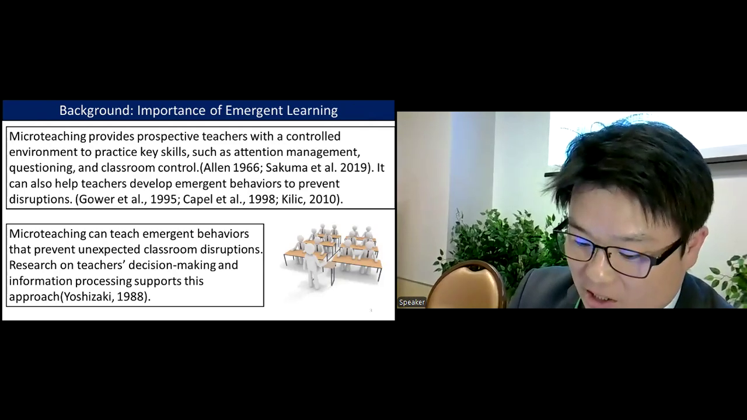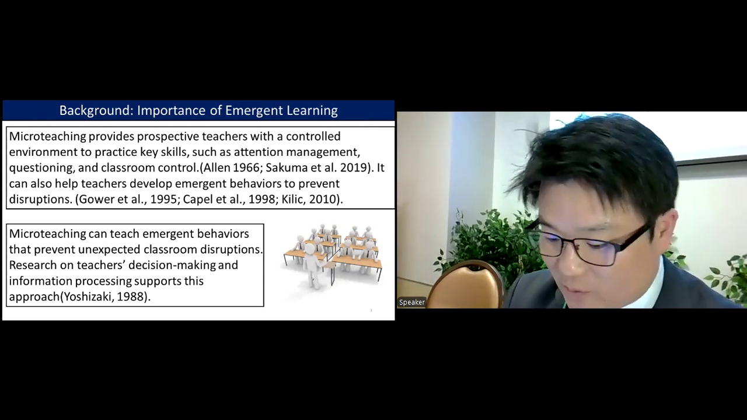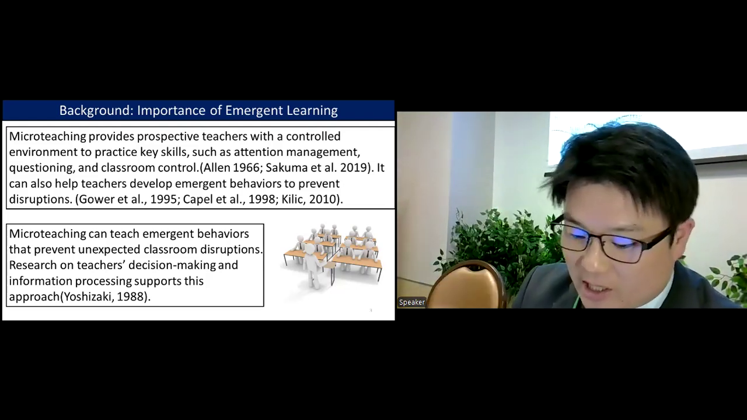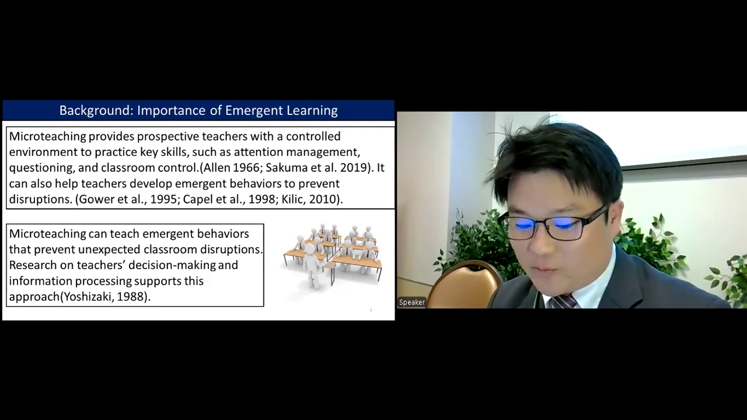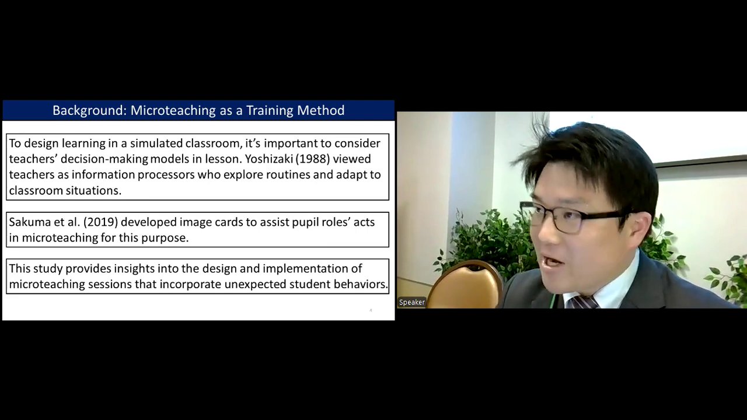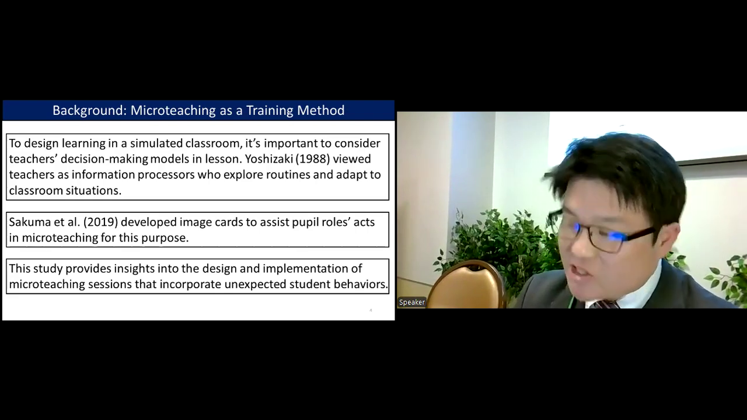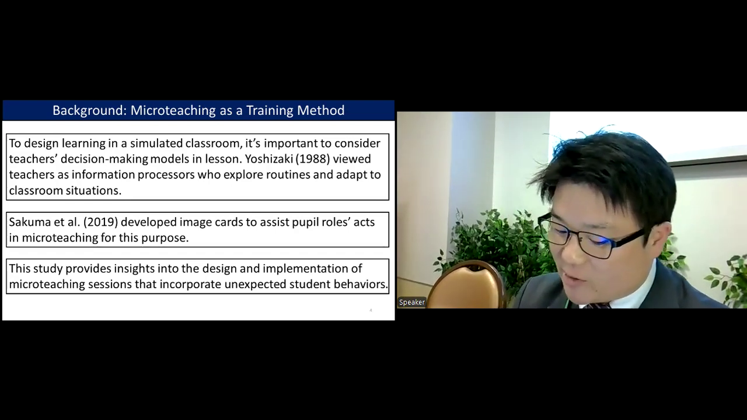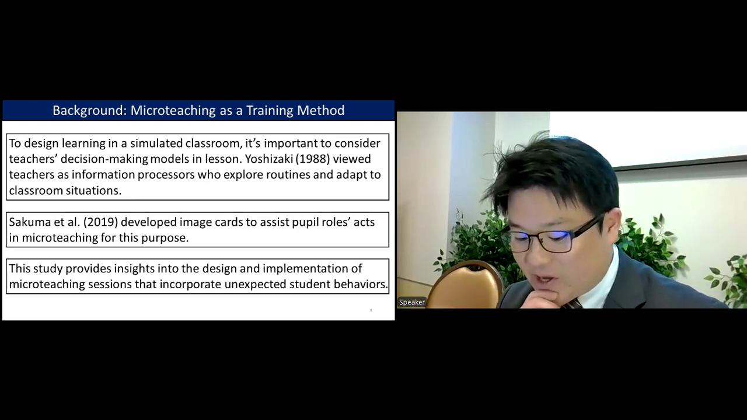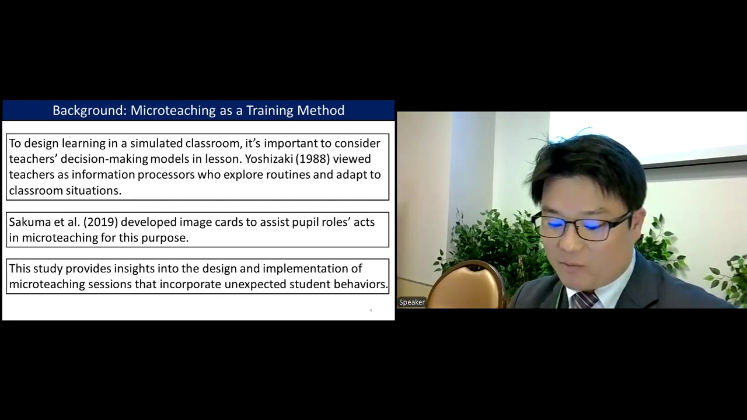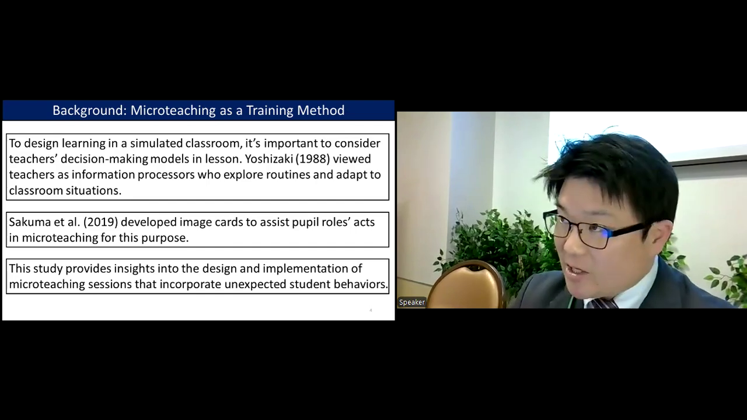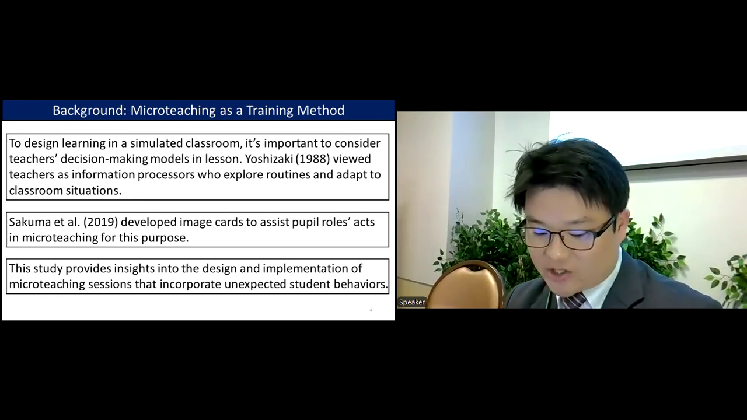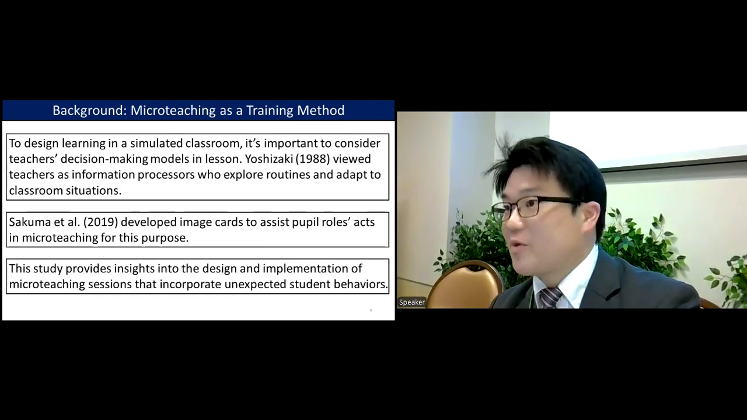Microteaching allows teacher candidates to practice classroom management skills in a controlled environment. Microteaching can teach emergent behaviors that prevent unexpected classroom disruptions. By simulating real classroom dynamics, teacher candidates can develop adaptive management skills in a safe space. Especially, Sakuma et al. 2019 developed image cards to assist pupil roles in microteaching for this purpose. This study provides insights into the design and implementation of microteaching sessions that incorporate unexpected student behaviors.